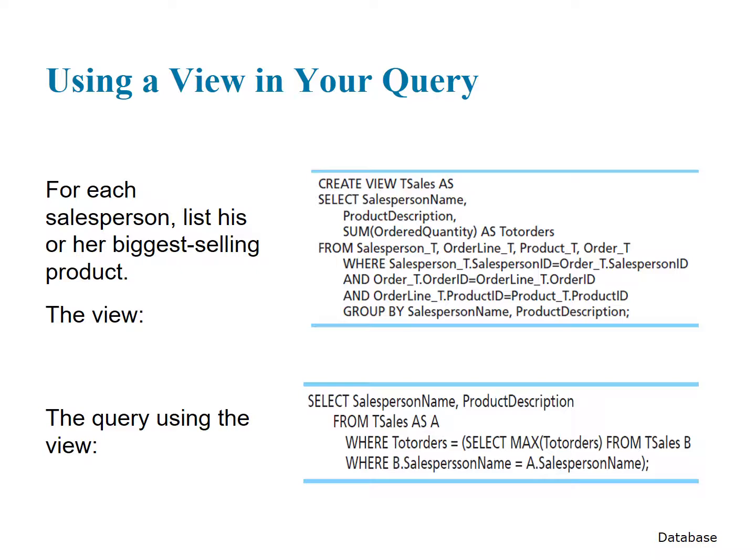Create view T-sales as select salesperson name, product description, sum order quantity as total from salesperson table, order line table, product table, order table, where salesperson table salesperson ID equals order table salesperson ID, and order table order ID equals order line table order ID, and order line table product ID equals product table product ID, group by salesperson name, product description.